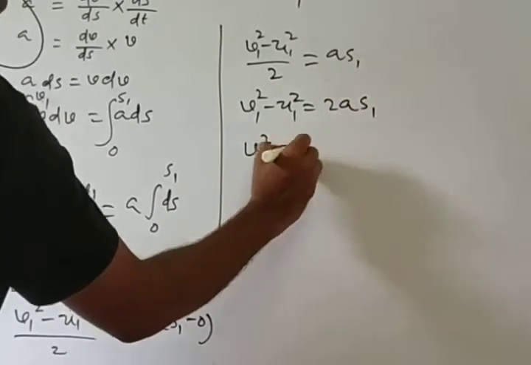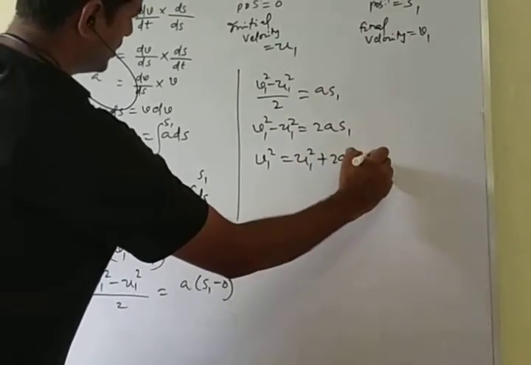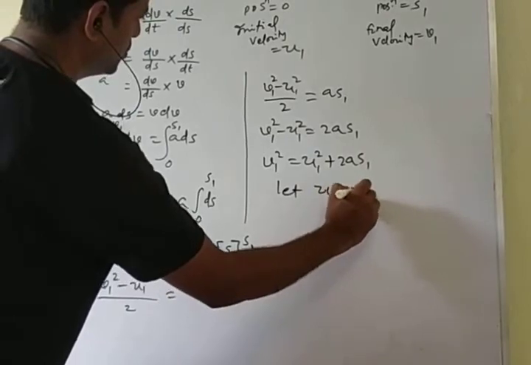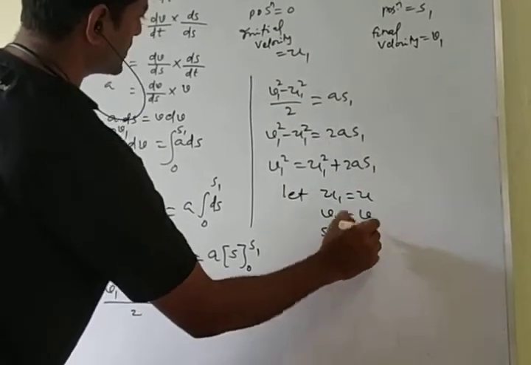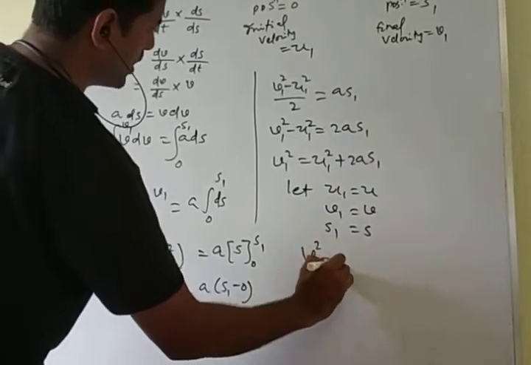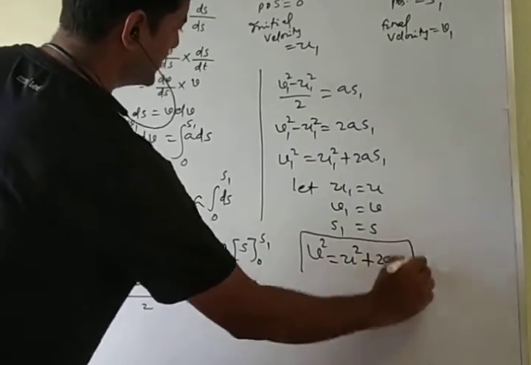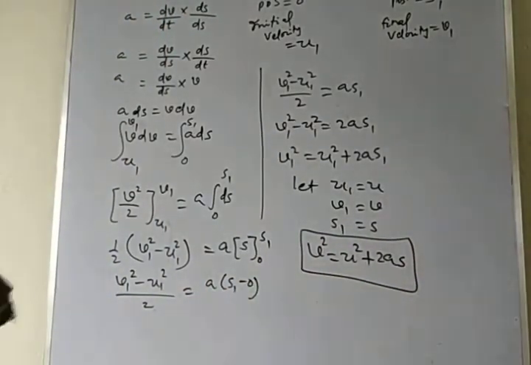Now v1 square equal to u1 square plus 2a s1. Let us consider u1 equal to u, v1 equal to v, and s1 equal to s. So the above formula will become v square equal to u square plus 2as. So this is my desired equation, that is equation of motion 3.